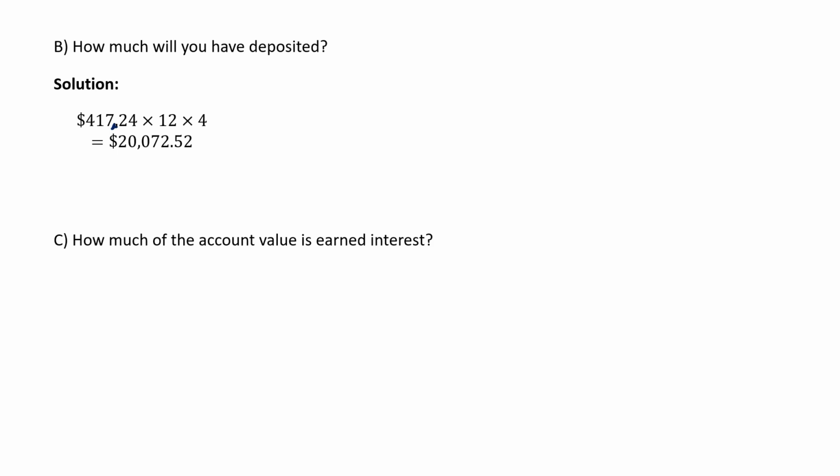So part C, how much of the account value is earned interest? Well, that'll be the $24,000 you will have minus the $20,072.52 that you invested. And so your interest, you will have earned $3,972.48 of interest to buy your car.